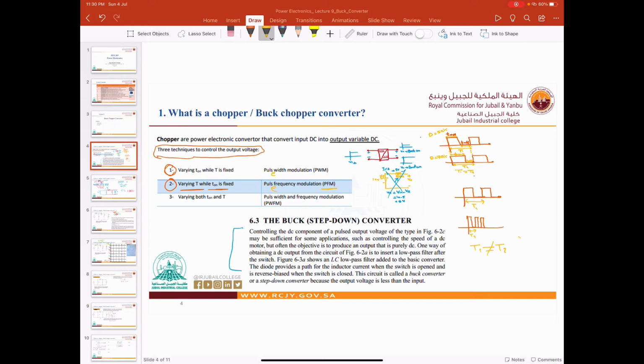The third technique is basically by changing the T on and T. So we are changing the time for on position.